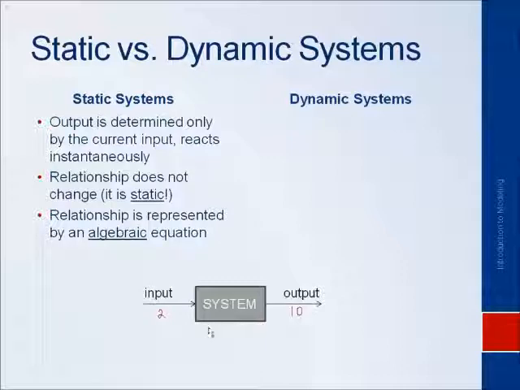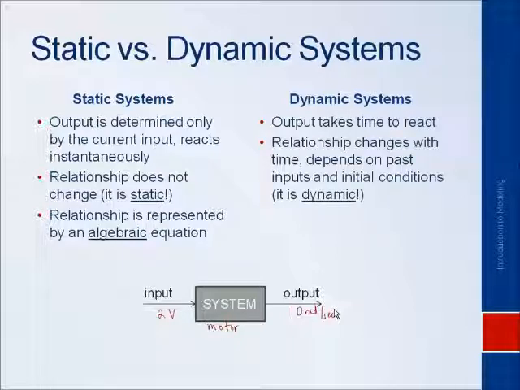For example, let's think of this as being a motor, and we apply 2 volts into the motor. In reality, the speed of the motor wouldn't instantaneously jump to 10 radians per second. It would take some time to spin up. So in a dynamic system, or a dynamic model of a system, the output takes time to react.